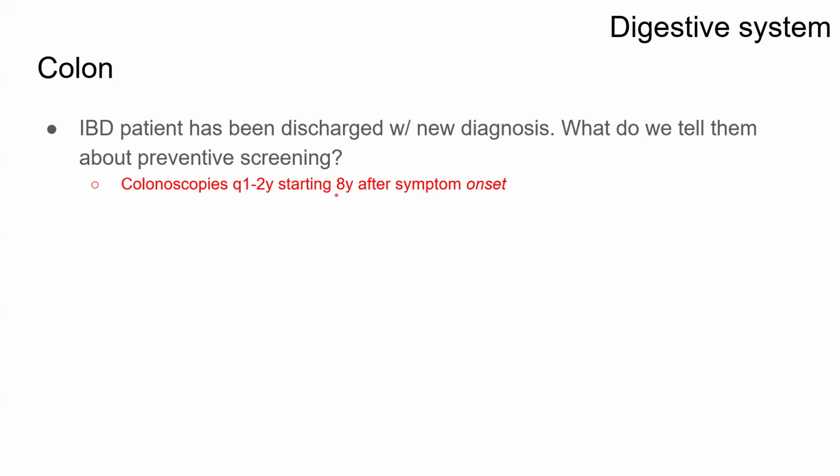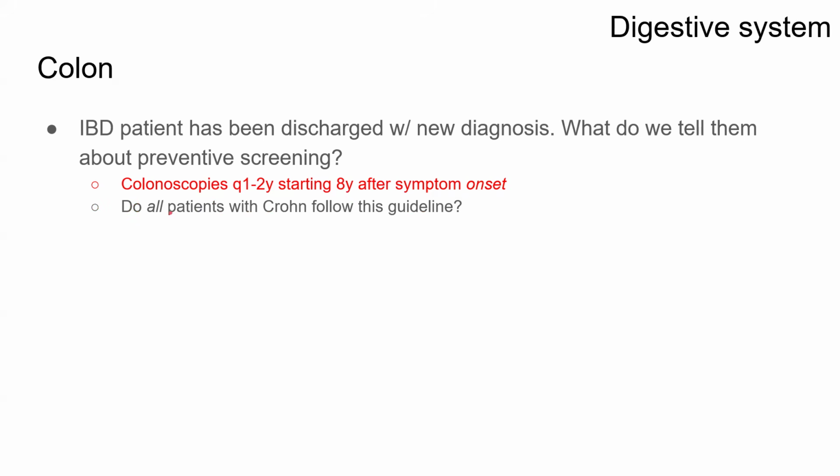So let's say, for example, there's a previously healthy 20-something-year-old patient that gets a new diagnosis of IBD, but they've been having symptoms since they were 20. Then their first colonoscopy would be at 28 years old, right? Because their symptoms started at 20, 8 years later, they're 28. That's when they get their first colonoscopy.